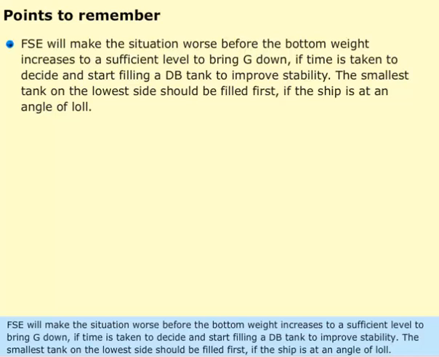FSE will make the situation worse before the bottom weight increases to a sufficient level to bring G down, if time is taken to decide and start filling a DB tank to improve stability. The smallest tank on the lowest side should be filled first, if the ship is at an angle of loll.